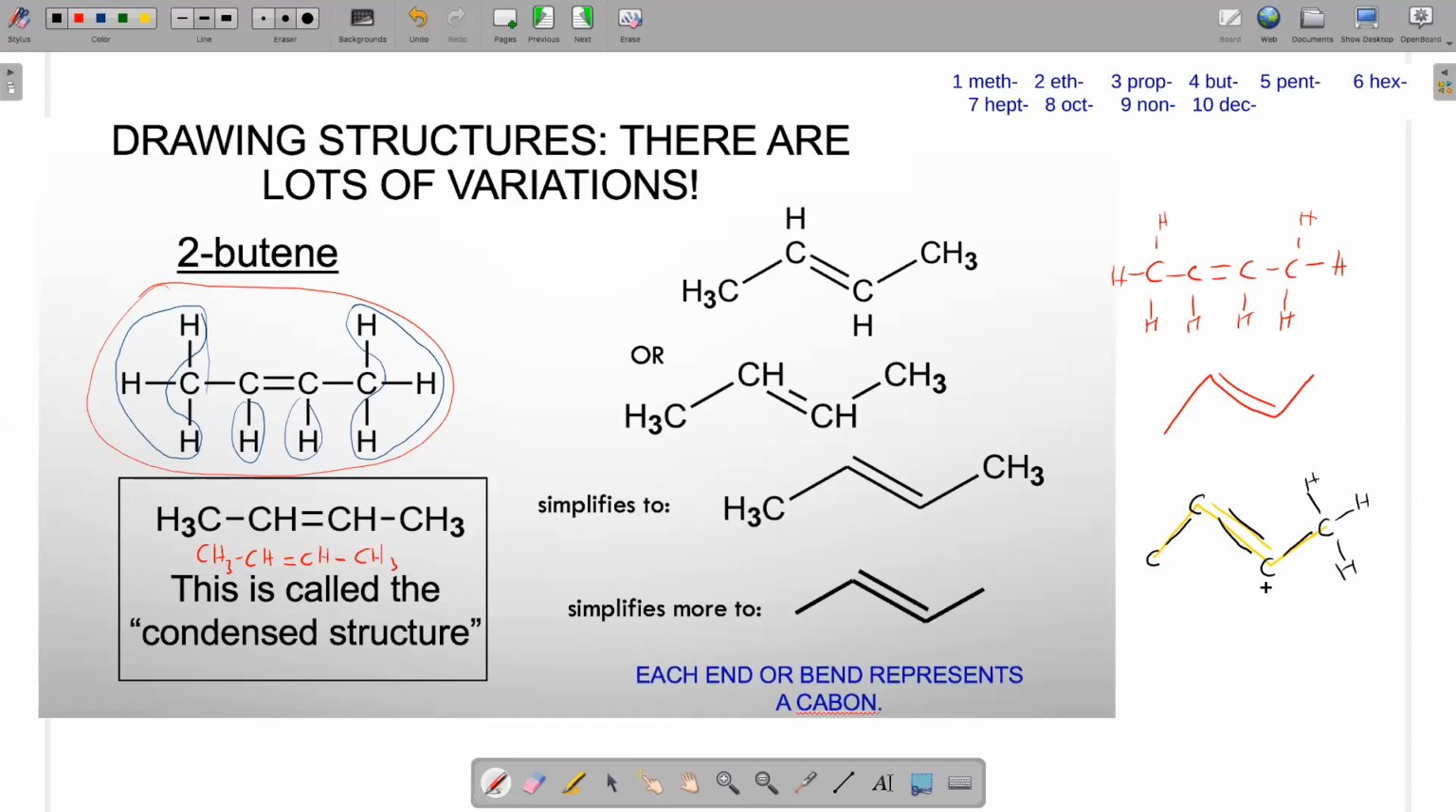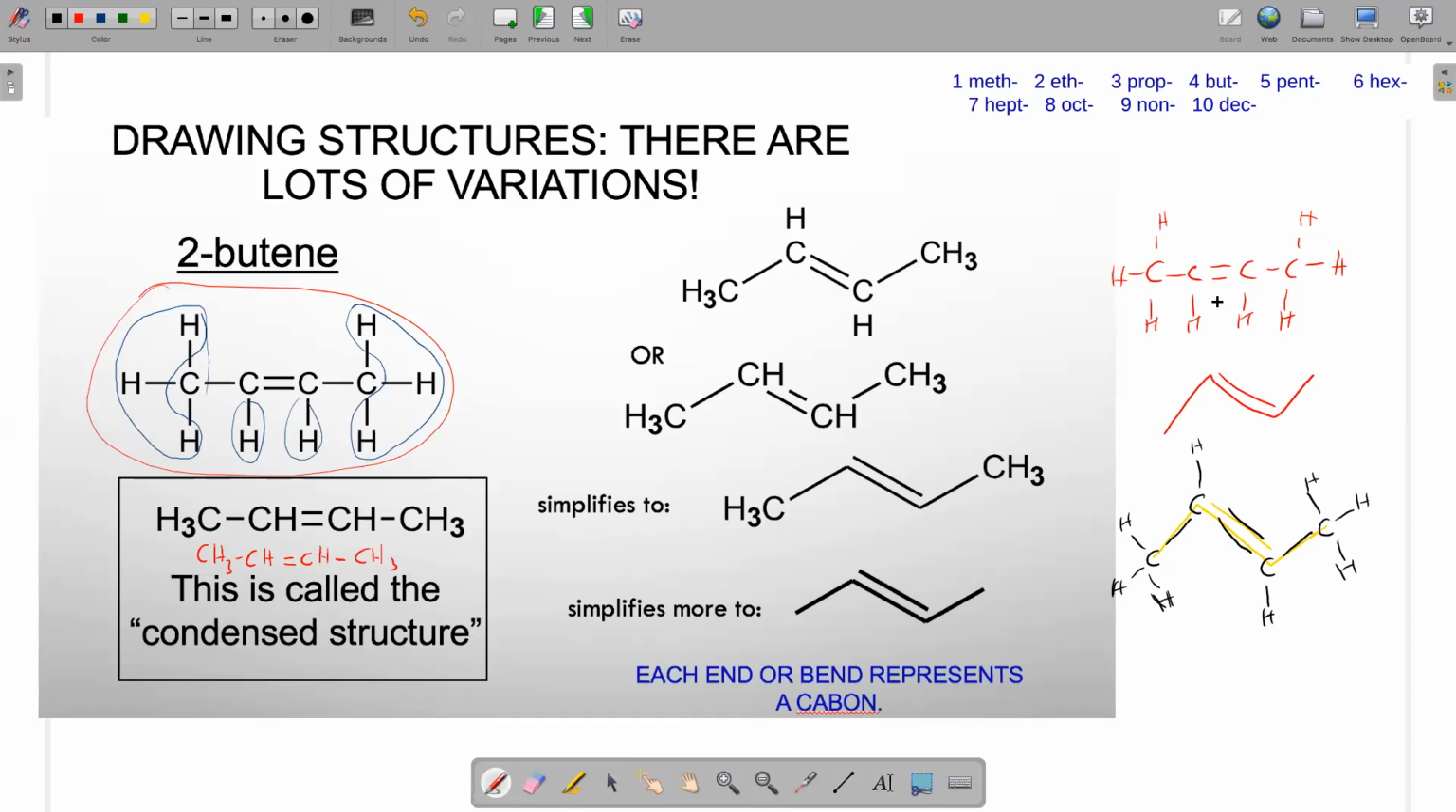This carbon's got 3 lines coming off of it. It needs another hydrogen. Same with this one. And this carbon over here needs hydrogens. Like that. So now this is looking a whole lot closer to that structure up there.